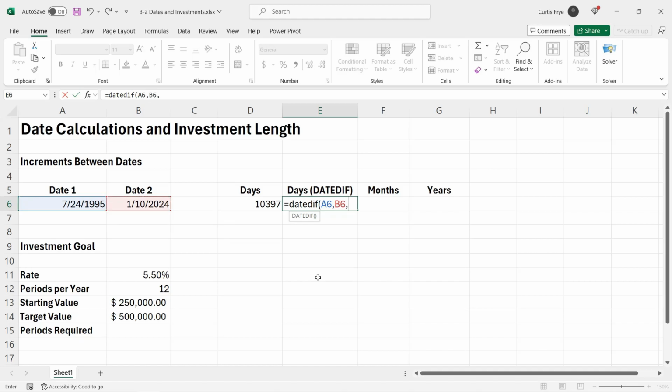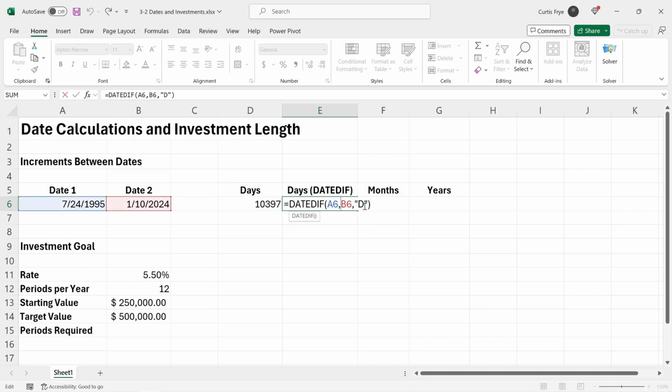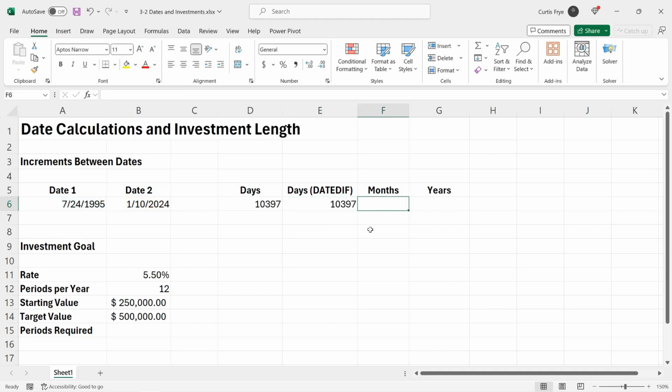And then the unit. For the unit, you can have days, months, or years, and that will be D, M, or Y. So in double quotes, I'll type D and close out the parentheses and press tab, and we get 10,397. And again, just to reinforce, you need to have the letter D, which refers to days, in double quotes because it's treated as text. So I'll press tab. And as you might have guessed, the character for months is M and for years is Y. So let's see what those look like.